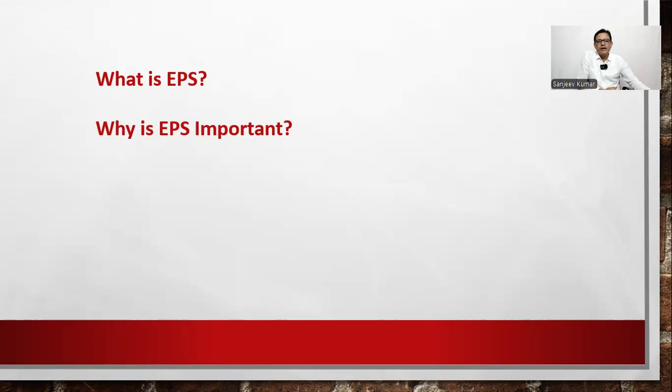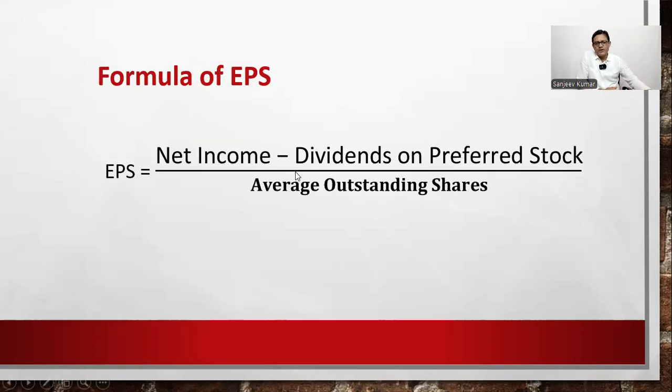This is the formula of EPS: net income minus dividend on preferred stock. At first, the company distributes the dividend to the preferred shareholders. We are not preferred shareholders, we are common shareholders. So generally the company distributes dividend to common shareholders later. So net income minus preferred dividend, divided by the average outstanding shares, the total number of outstanding shares.